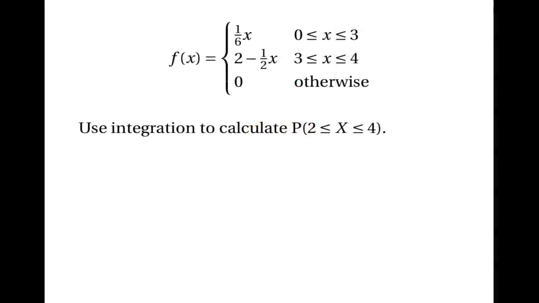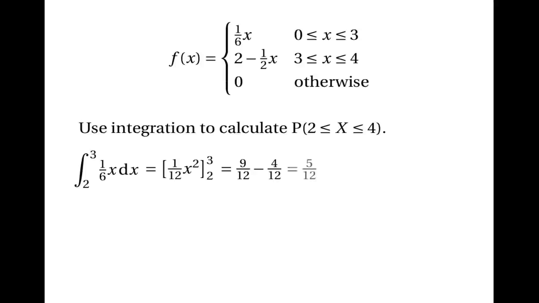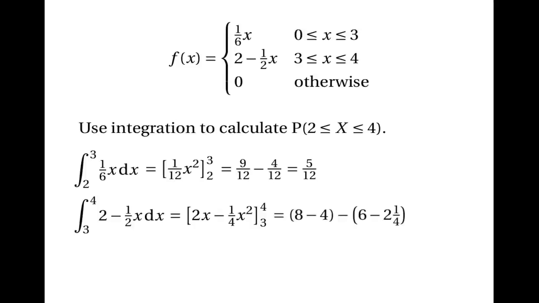So, first of all we need to integrate a sixth of x with limits 2 and 3. And that's going to be a 12th of x squared evaluated with limits 2 and 3. That's 9 twelfths, take away 4 twelfths, which is 5 twelfths. Secondly, we need to integrate 2 minus a half of x with limits 3 and 4. And that's 2x minus quarter of x squared with limits 3 and 4, which is 8 minus 4, take away 6 minus 2 and a quarter. That's 4 minus 3 and 3/4, which is a quarter.